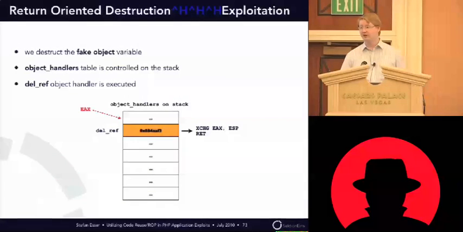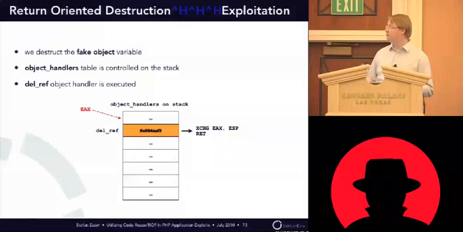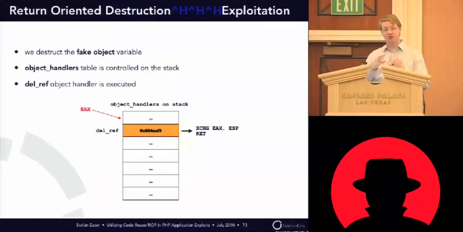And the destructor will go to the object handler table, which is your stack buffer, and take the second entry, and call it. You see, what we do is we just have an address there that points to exchange EAX ESP and the ret. So after the exchange EAX ESP, the stack pointer will be pointing to the first slot of your buffer.